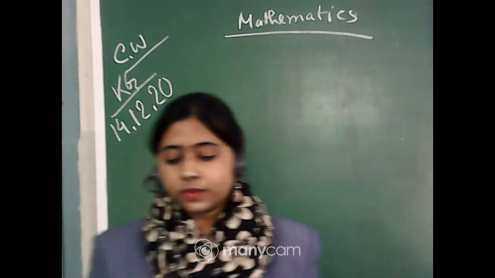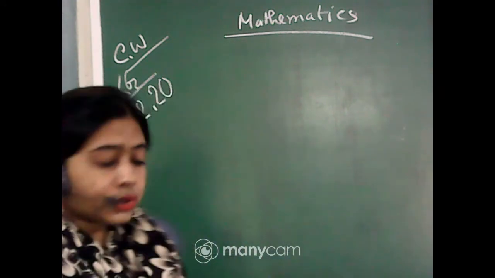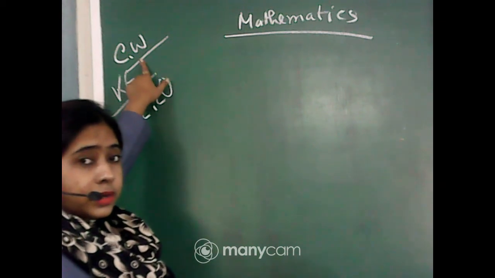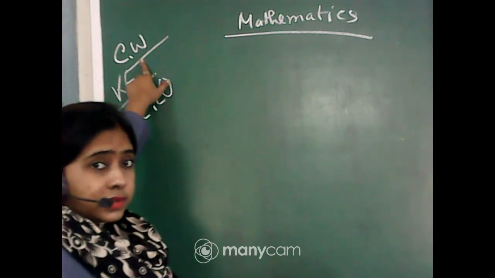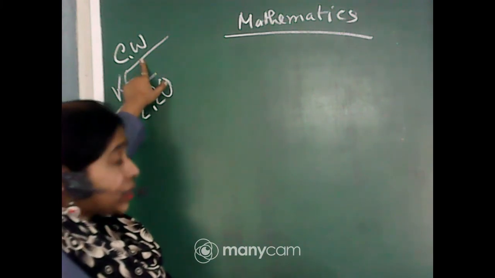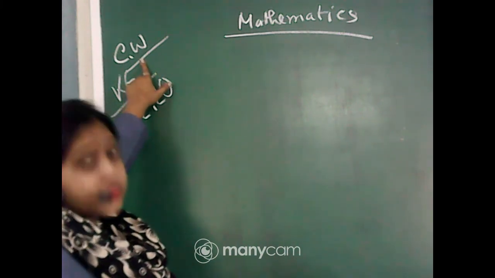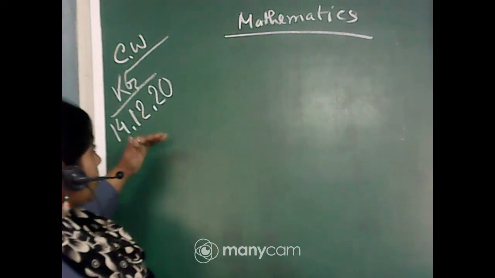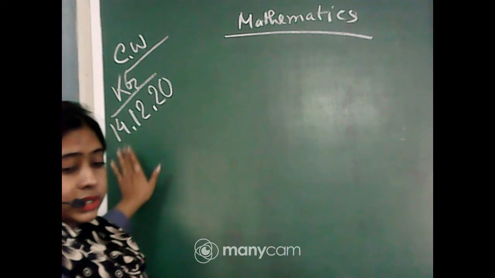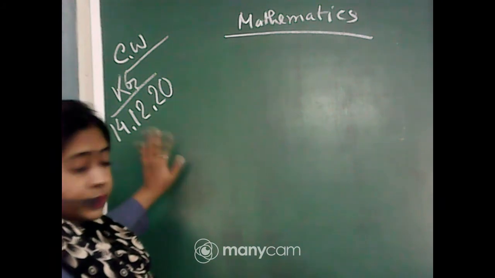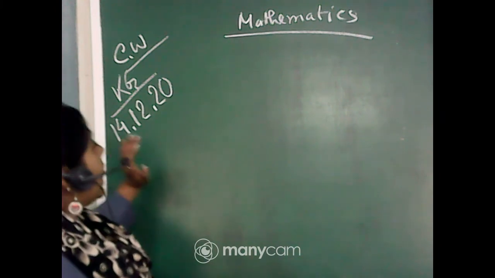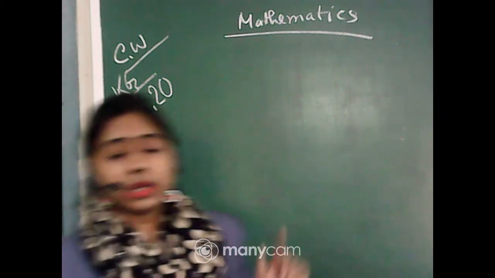First thing you should write down is CW, because today it is our class work. On the left of the page, above the page, you should write down CW, and below the CW write down today's date, that is 14/12/2020, 14/12/20. Okay, and then you will start writing.